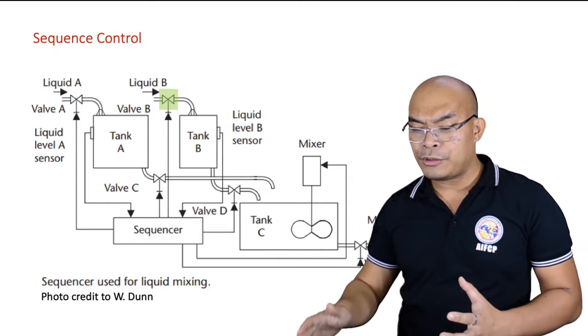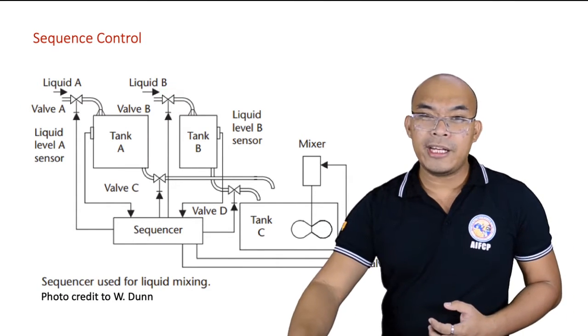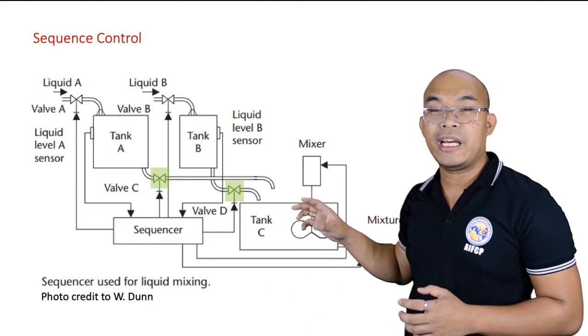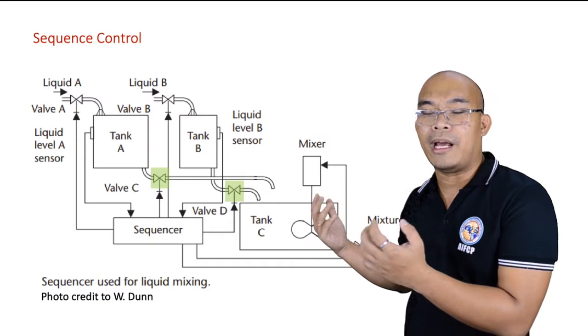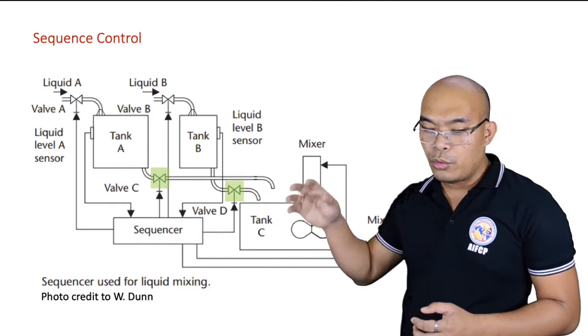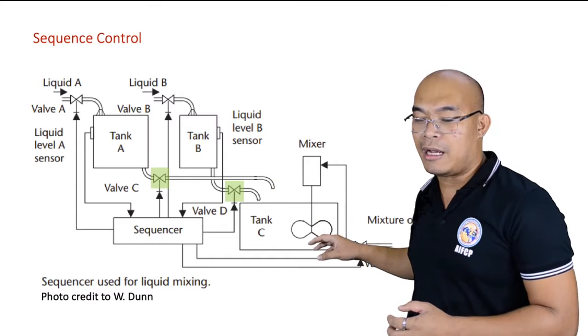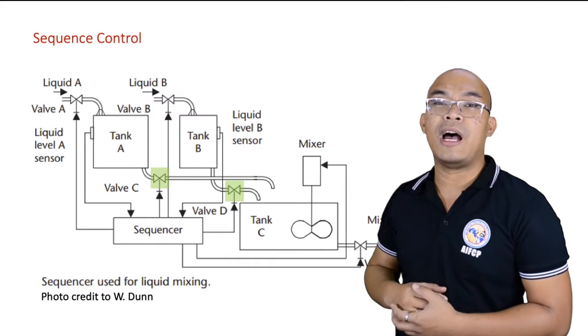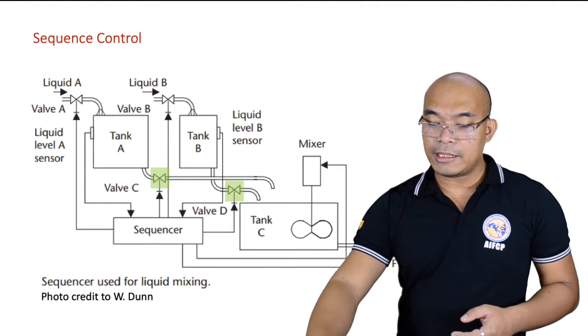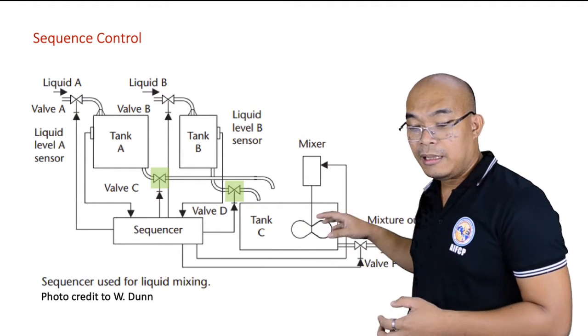And then, of course, puno naman, so ang gagawin na yan ni sequencer will send signal to these two valves here, yung valve C at saka valve D. Nasabi niya, open ma, i-open mo na. So, yung fluid natin will go to tank A, papunta dun sa tank C. Tank B, papunta dun sa tank C. So, yung fluid natin, nandun na sa tank C.